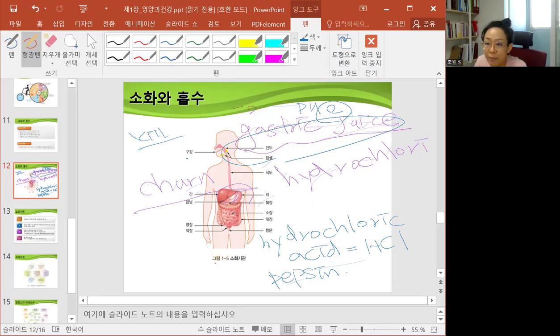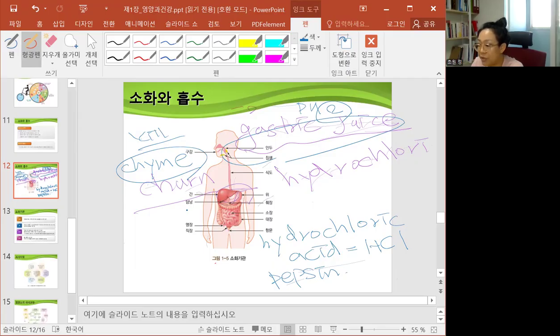bacteria in food, and begins breaking down proteins. When food mixes with gastric juice, it becomes a semi-liquid material called chyme, C-H-Y-M-E. Chyme.